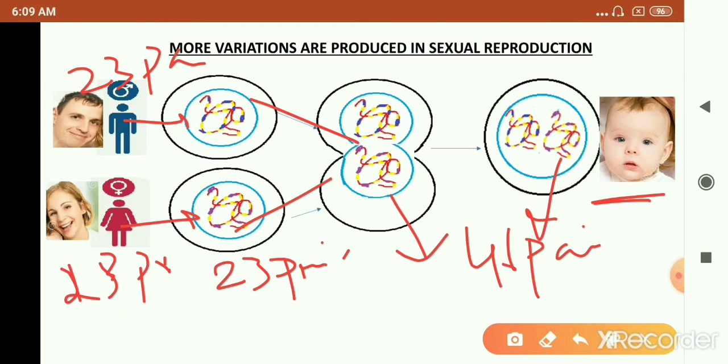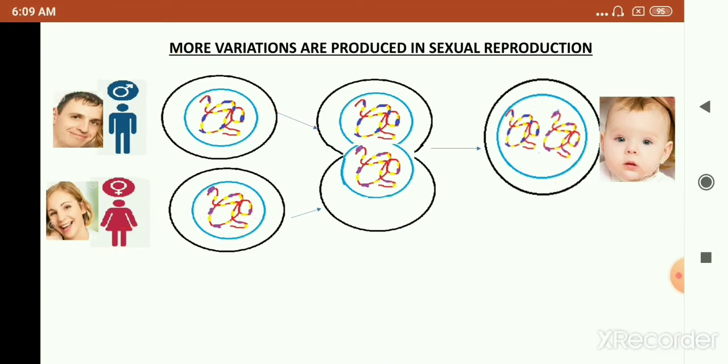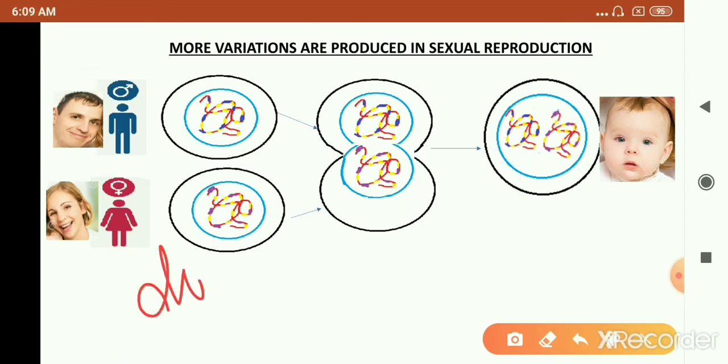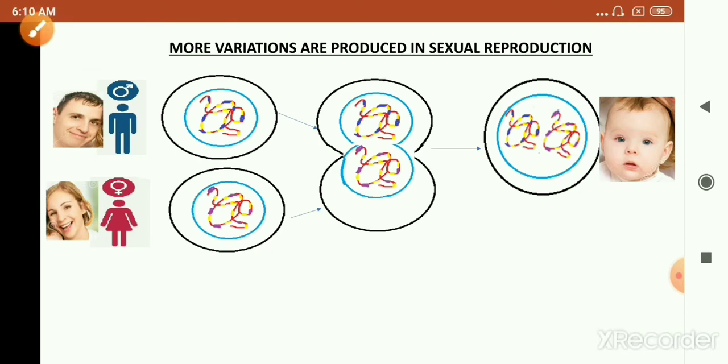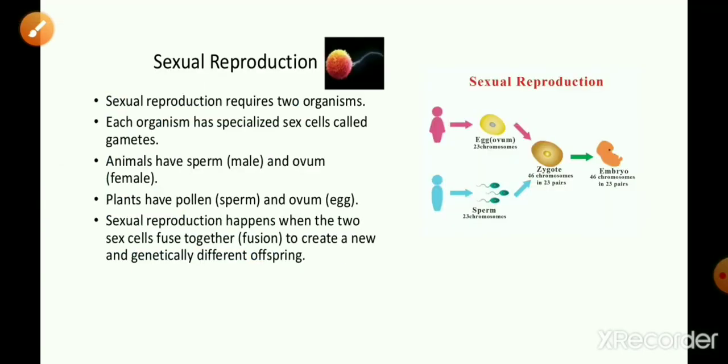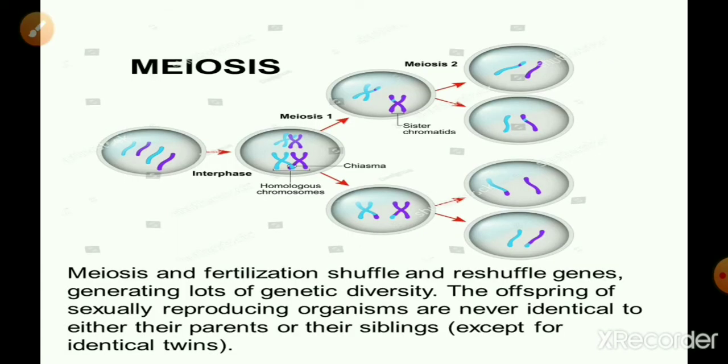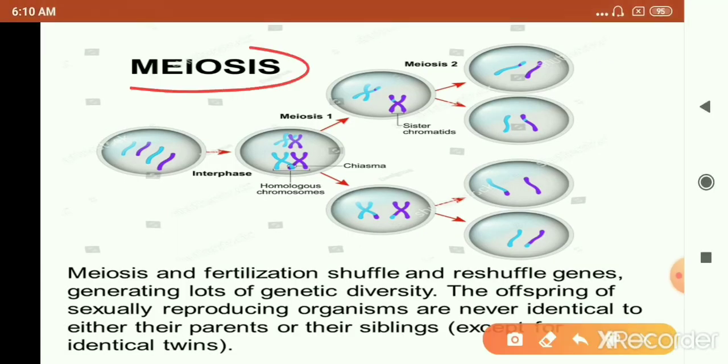So again in the next generation, 46 plus 46 means there will be 92 pairs of chromosomes. This means that every generation, the amount of DNA or genetic material would double. But this does not actually happen. The chromosomal number is definitely maintained in sexually reproducing organisms. And how is it maintained? It's maintained by the process of meiosis.